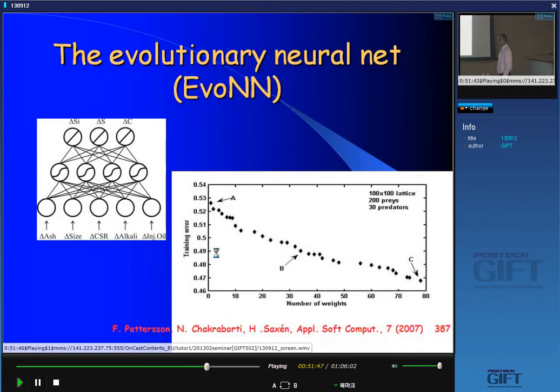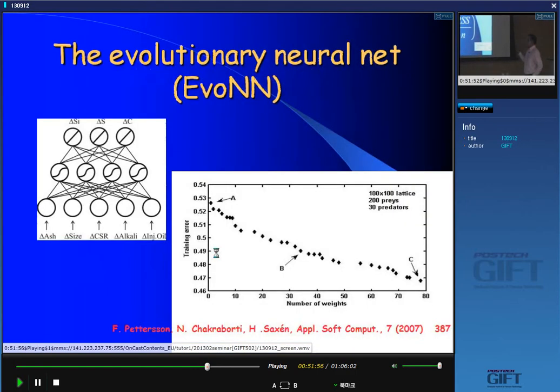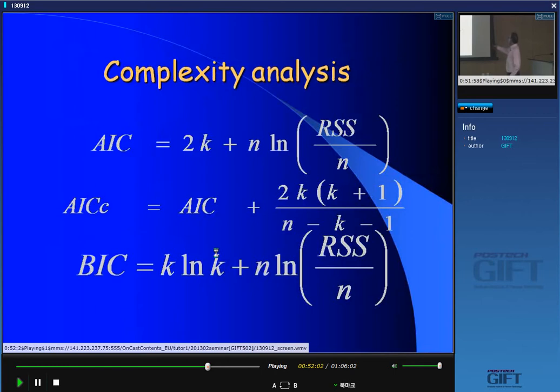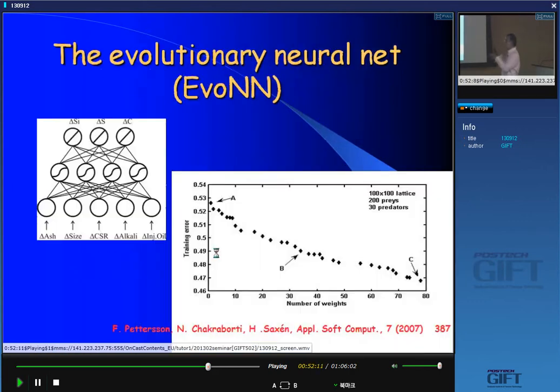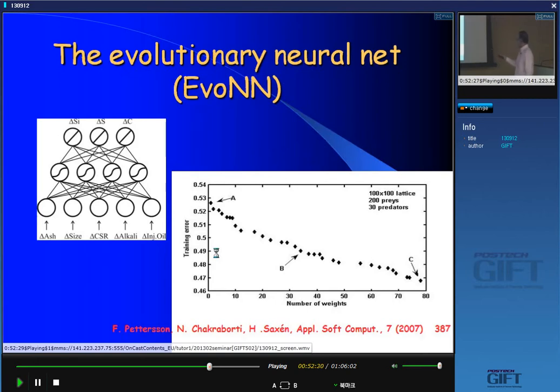Nowadays, after several generations of my students and my collaborators, we made it a little more mathematically or statistically meaningful. Out of those possible optimum models, we can now select one based upon some complexity analysis. Let's not bother about the details here. These are some well-established statistical criteria that allow us to compare and evaluate these models and ultimately point to maybe this one or that one. This is called Akaike criteria. This is called corrected Akaike criteria. And this is called the Bayesian information criteria. You can use that kind of analysis to pick just one out of all these options.